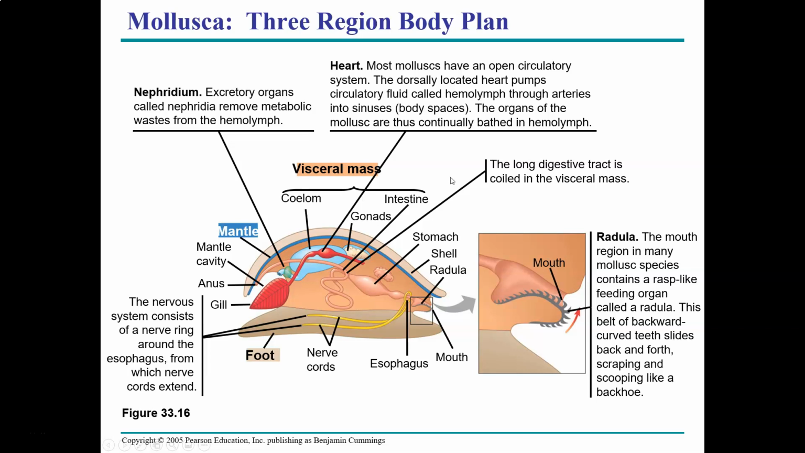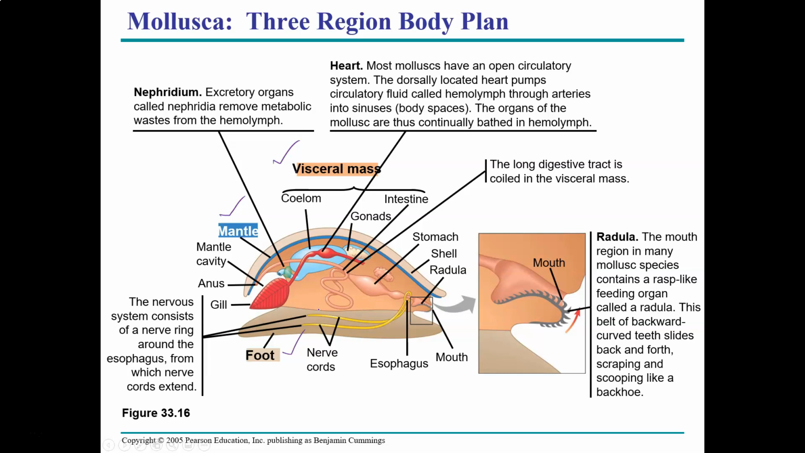So here's a nice diagram of the three region body plan of the mollusca. In some way, shape, or form, you'll find mollusks have some kind of a visceral mass as one part. Let's go back here. Have a visceral mass, and then the mantle, and then the foot. So those are your three regions. You'll find other organs contained in these regions, like your heart and your nephridium, contained in your visceral mass.